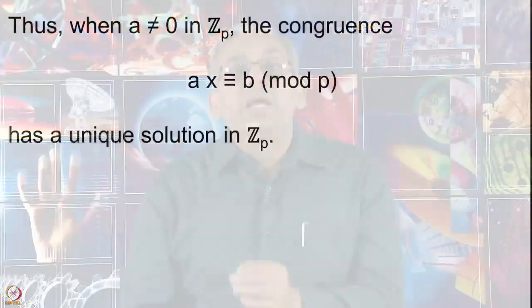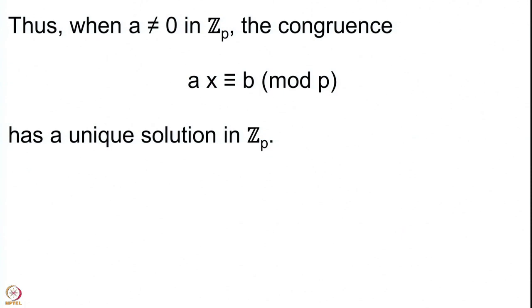Whenever A is not equal to 0, the congruence Ax equal to B has a unique solution. This is something which happens for complex numbers, this is something which happens for real numbers, this is something which happens for rational numbers also. So whenever you have any complex number A and a complex number B and you ask for Ax equal to B, if the complex number A is not 0, you can simply invert that and you have the solution x equal to B upon A, or x equal to B into A inverse, or A inverse into B, the multiplication is commutative.